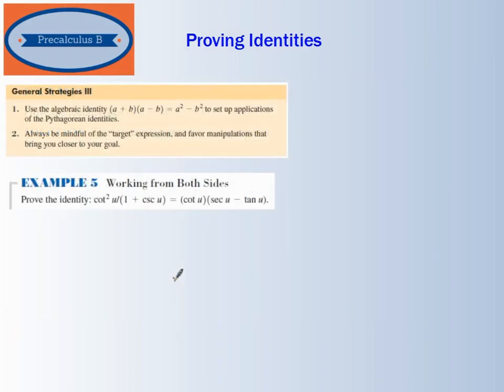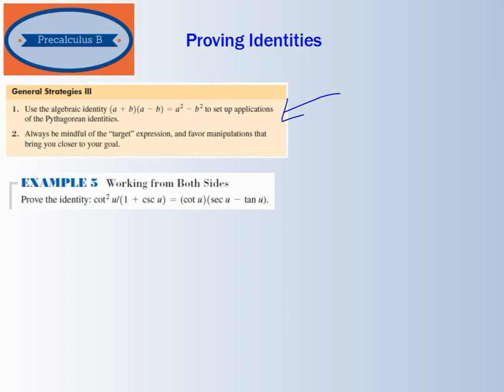There's an additional set of strategies that we can use when we get stuck. So the third set of general strategies is to, one, use the algebraic identity a plus b times a minus b equals a squared minus b squared to set up applications of the Pythagorean identities. That's what we just talked about, setting up that difference of squares. And number two, this is really important: always be mindful of that target expression and favor manipulations that bring you closer to your goal. I've been hinting at this throughout all of the examples, but I look at where I'm headed and say, well, what do I need to get myself there?